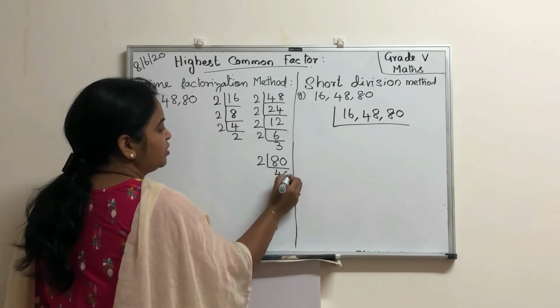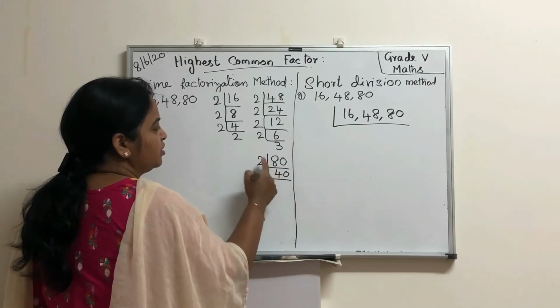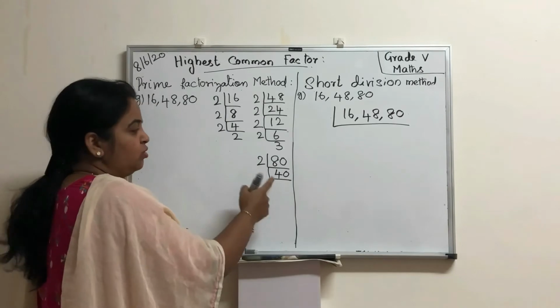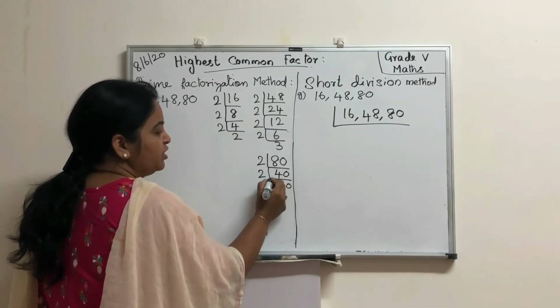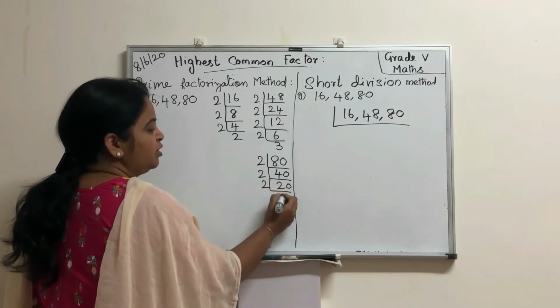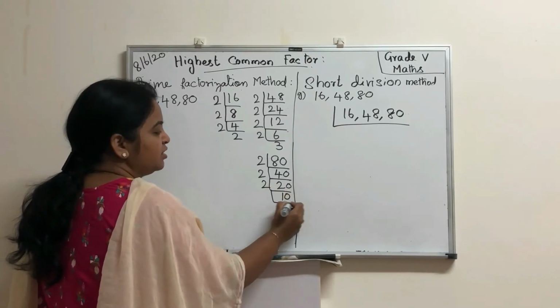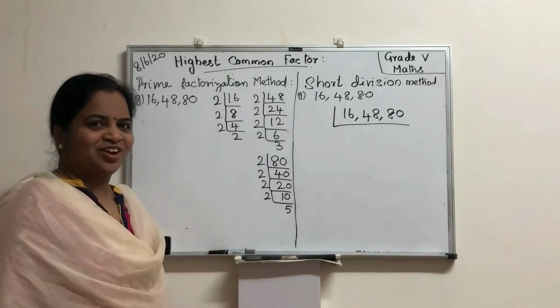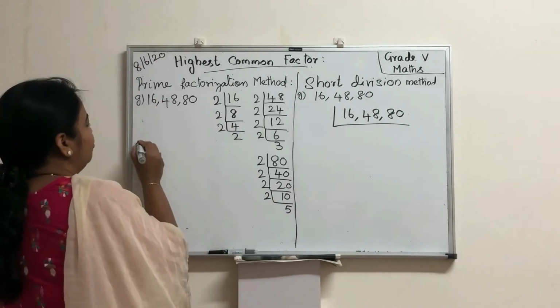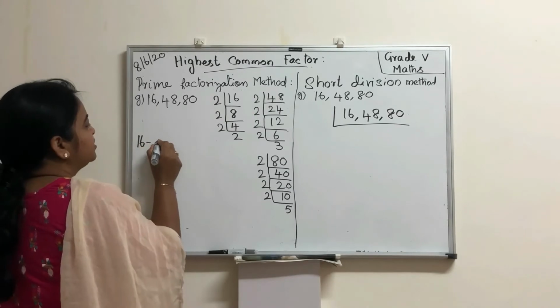2 40s are 80, right? Divide 80 by 2, 40. 40 divided by 2 is 20. 20 divided by 2 is 10. 10 divided by 2 is 5. You got it? Okay. Now we are going to write the factors of 16.